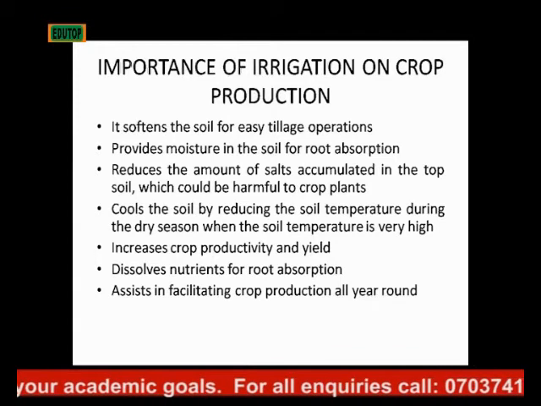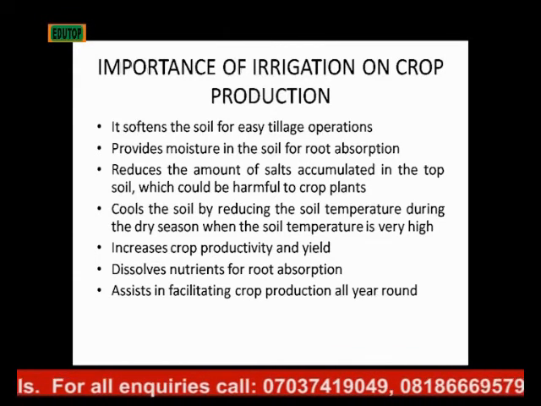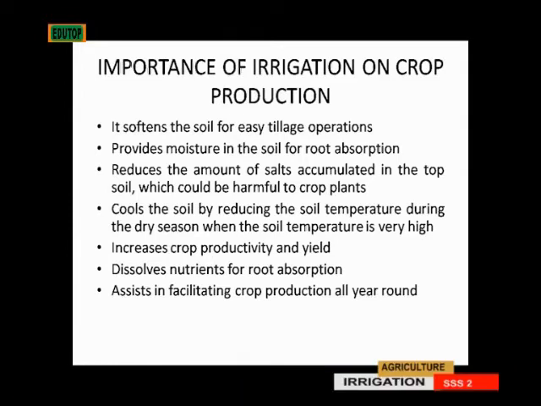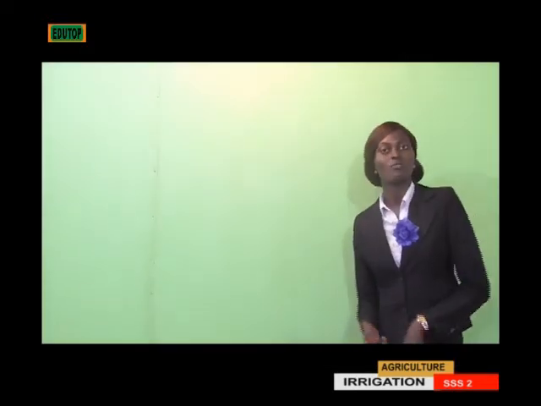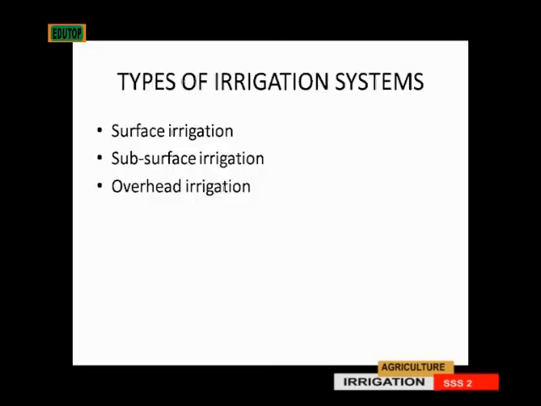Irrigation increases crop production or productivity and yield. Irrigation also dissolves nutrients for root absorption. It helps in facilitating crop production all year round, whether there is rain or not. We have three types of irrigation system: surface irrigation, subsurface irrigation, and overhead irrigation. Surface, subsurface, and overhead irrigation.